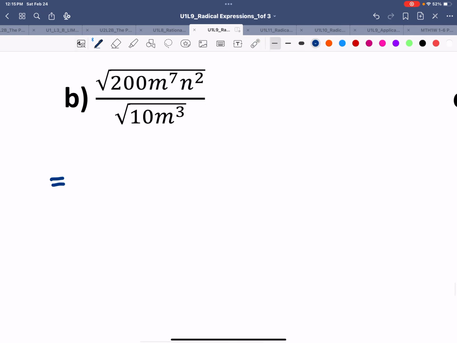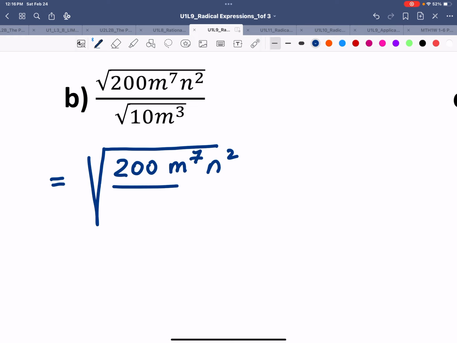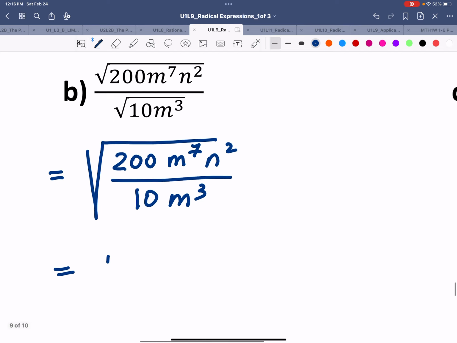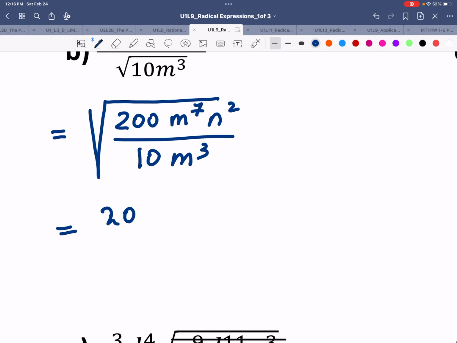So this time we have 200m to the 7, n squared, divided by 10m to the power of 3. So that's a square root. We'll bring everything inside the same radical, divided by 10m cubed. Now we have 200 divided by 10, which equals 20. We have m to the power of 7 divided by m to the power 3. That's m to the power 4, and then n squared. All of it square rooted.